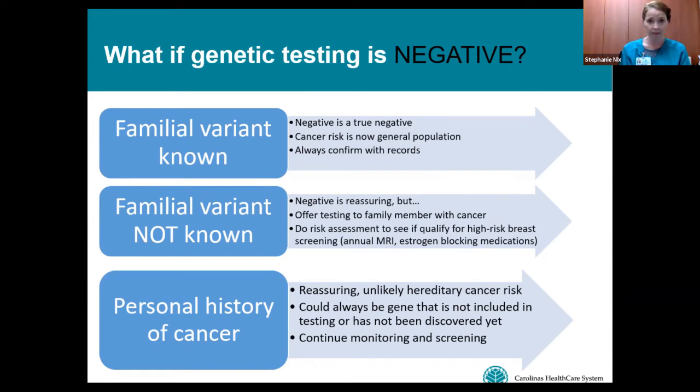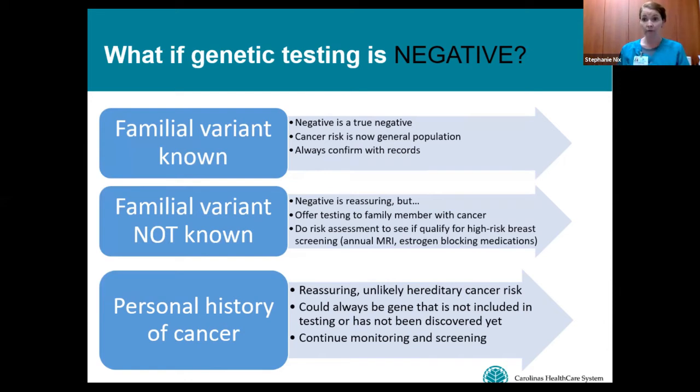Okay. So let's say we have that scenario. The family member has been tested, a mutation has been found in the family member, but I get tested for it and my result is normal. That's considered a true negative. Because I do not carry that one genetic variation that my sister has, my risk for cancer is now equal to the general population.